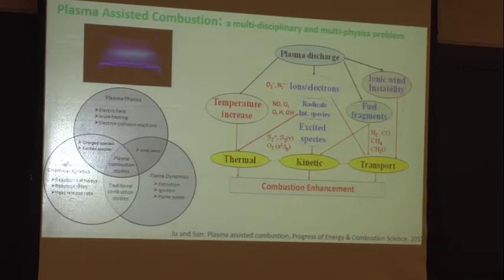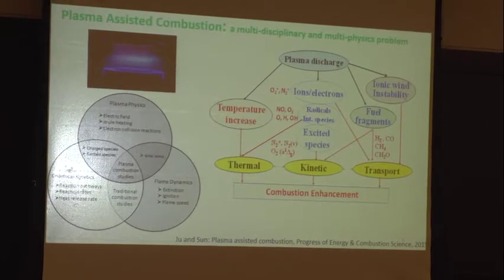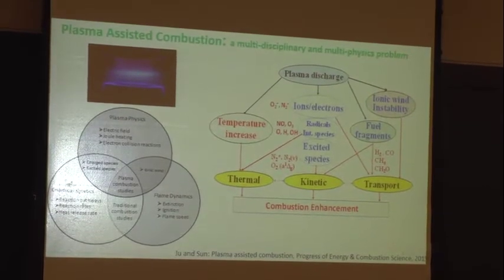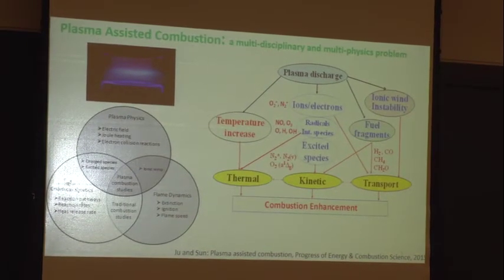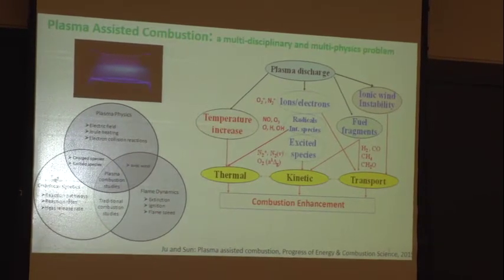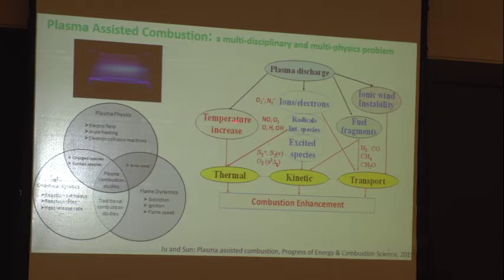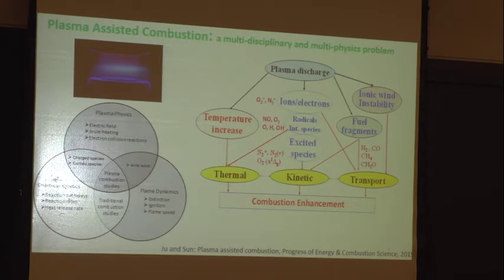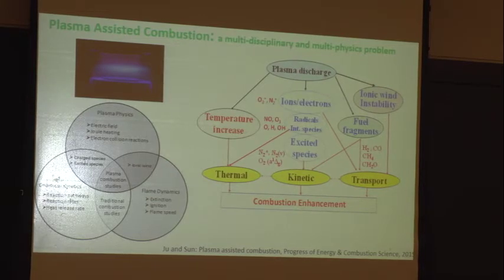If you look at the simple reaction pathways from a plasma to combustion enhancement, you have different ones. The first one: the plasma gives you heating, right? If you put in an electric field, a current flows, and you have a resistance, it generates heating. So that heating will enhance combustion through a thermal pathway. It just raises my temperature. So that's easy to understand.